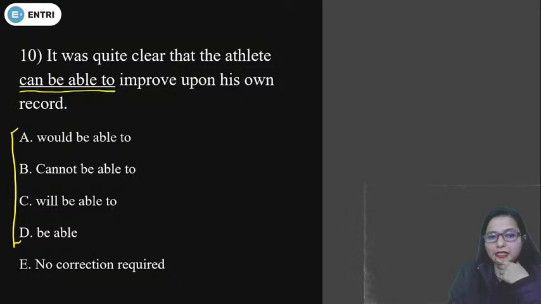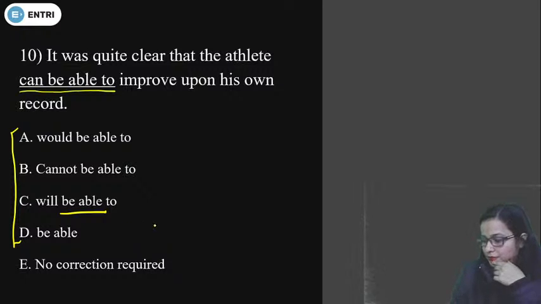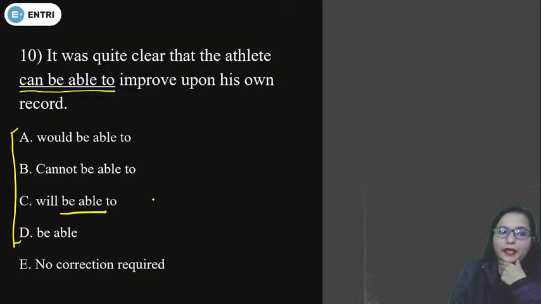Okay, you are saying C, will be able to, right? Okay, you are saying no correction required. For the ninth question, Nasbiba, you are saying E for the ninth question, right? Okay, you are saying A.